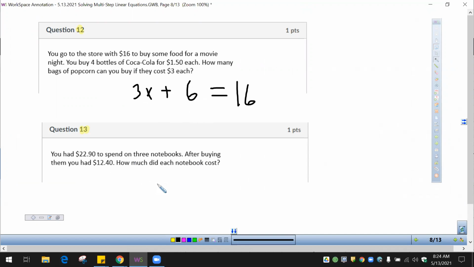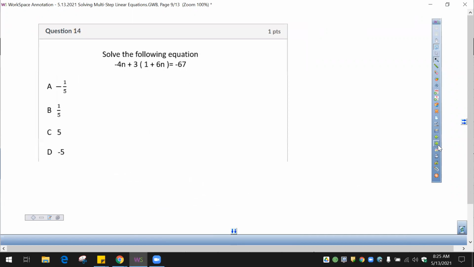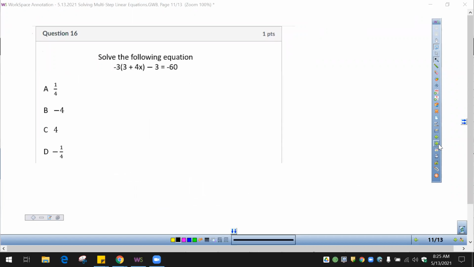You still have to solve this one. On 13, you have $22.90 to spend on 3 notebooks. So that's the total, right? And then after buying them, you have $12.40 left over. So you spent, your total was $12.40, and you need to buy 3 notebooks, right? So you would write 3x. All right. So then when you set it up, we'll just solve the equation. All right. 14, you know how to do 15 as well, and 16 as well.